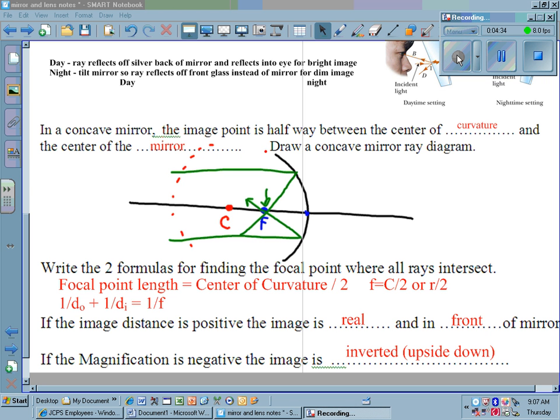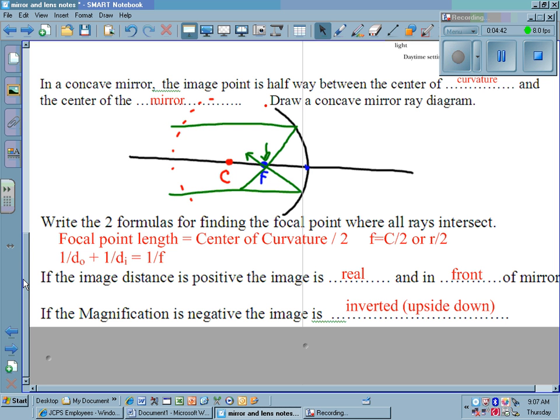So what's going to be great about this is that the mirrors are going to work the exact same way as the lenses. So Morgan, you were saying, where's the concave and convex mirror in the book? And I said there isn't. So you can just use the same rules. So if I wanted to write the two formulas for finding the focal point where all the rays intersect, it's simply the center of curvature divided by 2. You could also say the radius divided by 2.